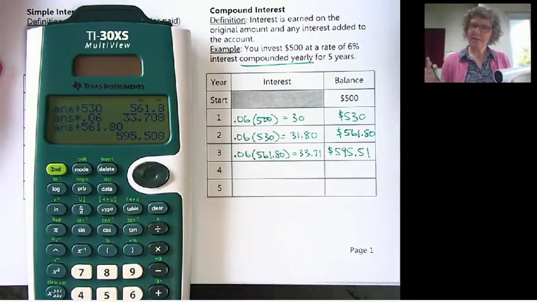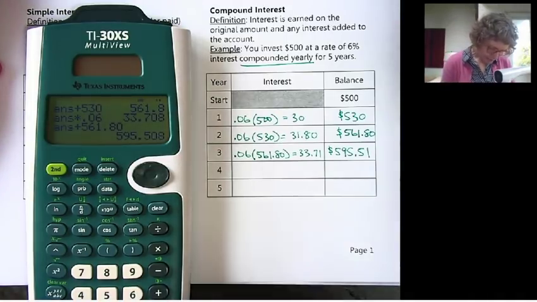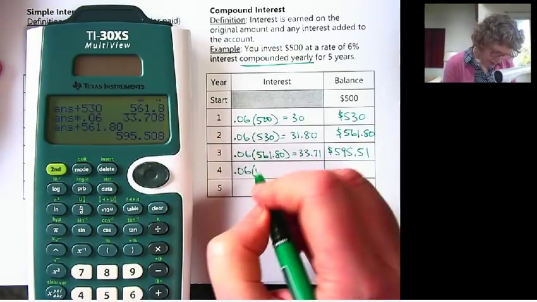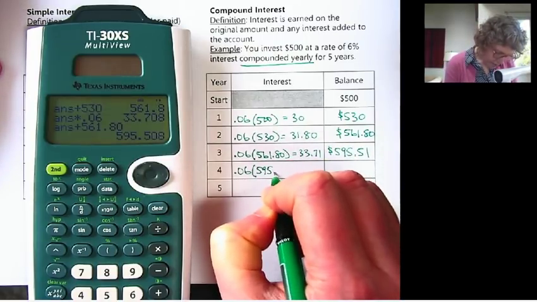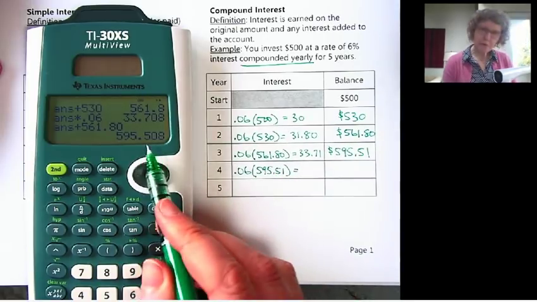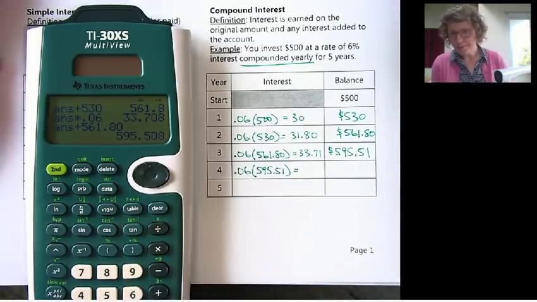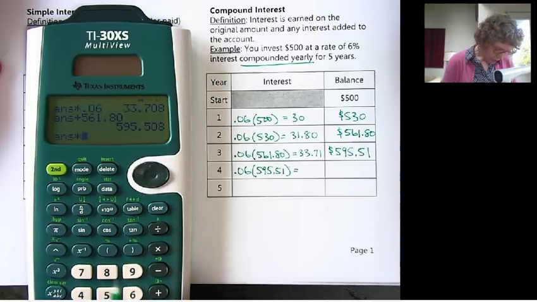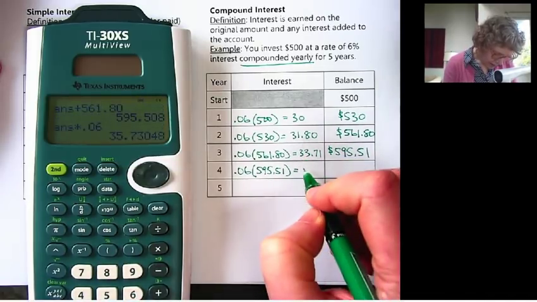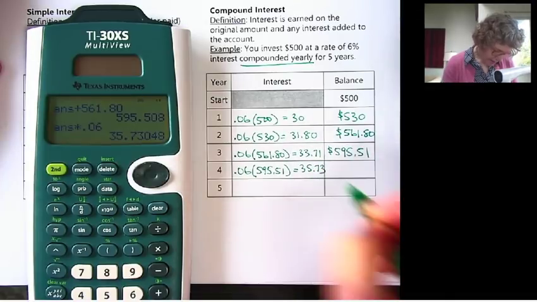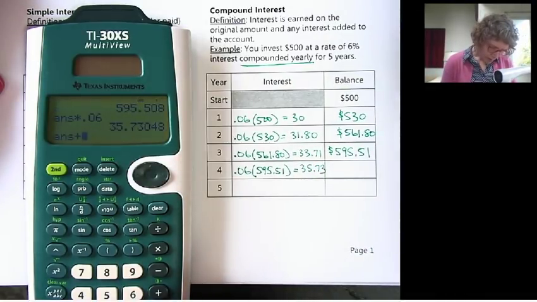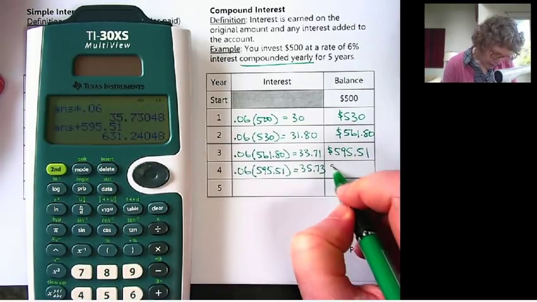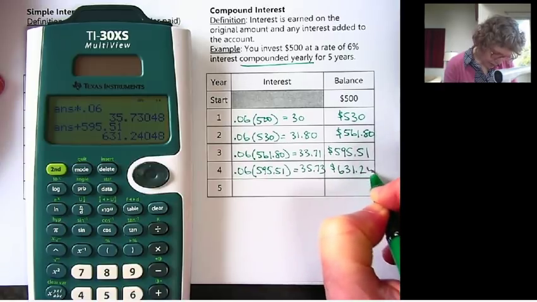We'll get to the little easier way to calculate it with a formula in a minute. Doesn't hurt to practice doing our percentages though. So 0.06 times 595.51. Actually, if I leave the full decimal in my calculator, then I won't have the round off error. So I'm going to take that times 0.06 and that's 35.73, plus 595.51. That is 631.24.